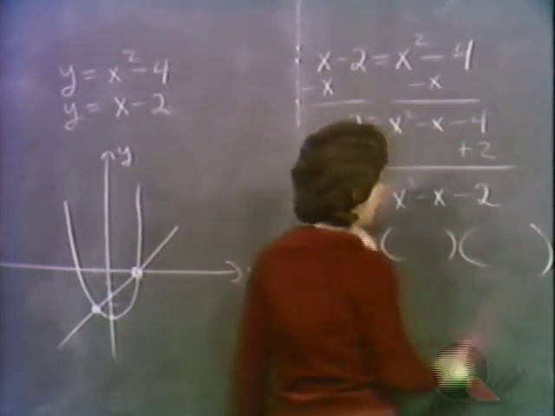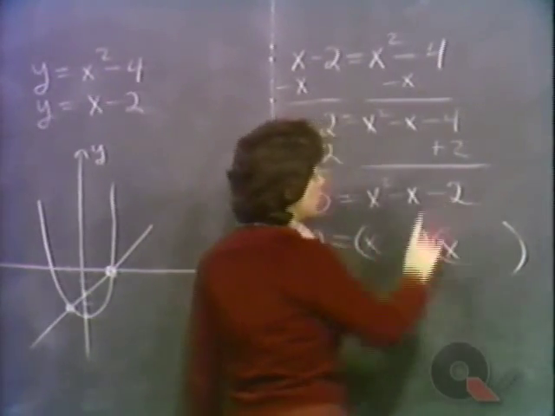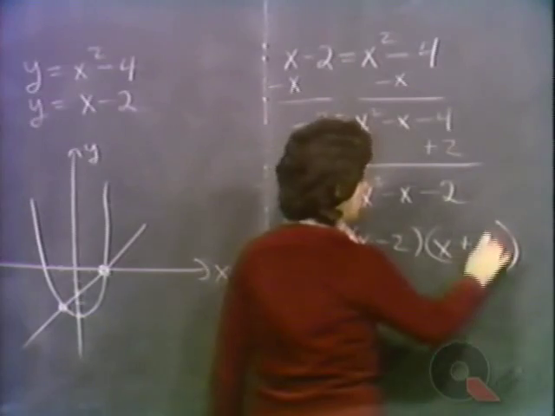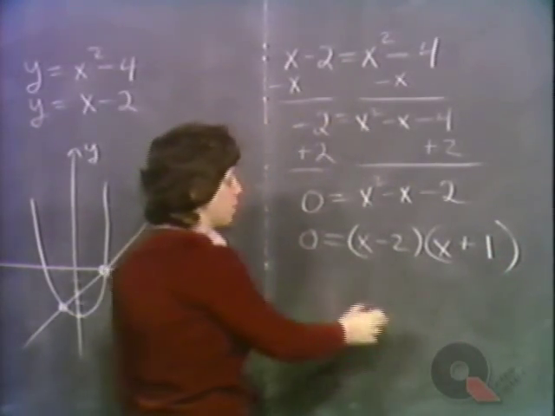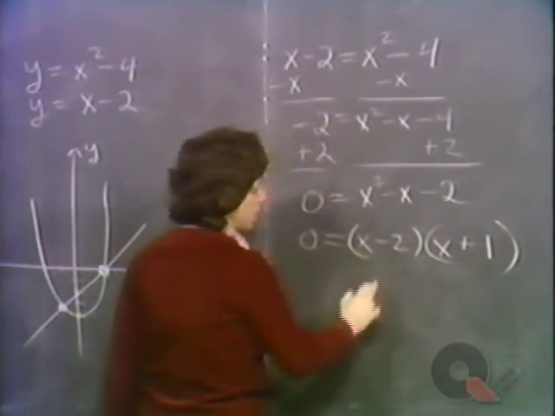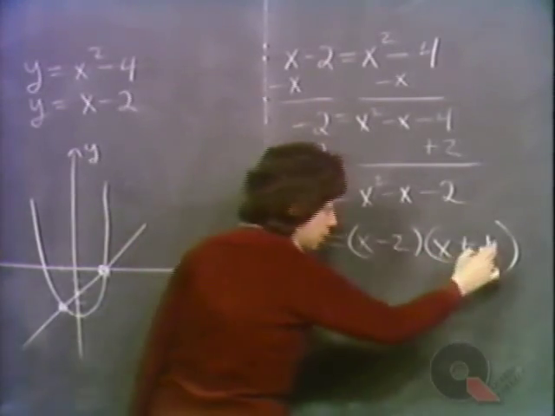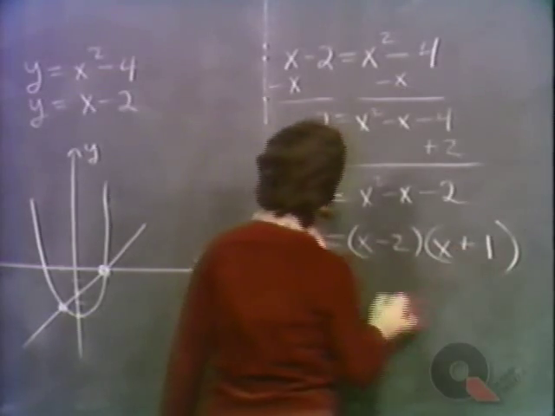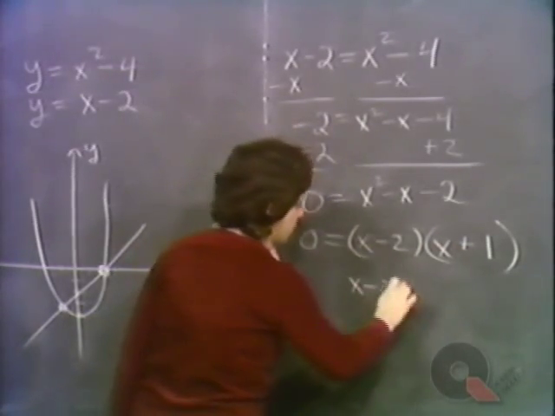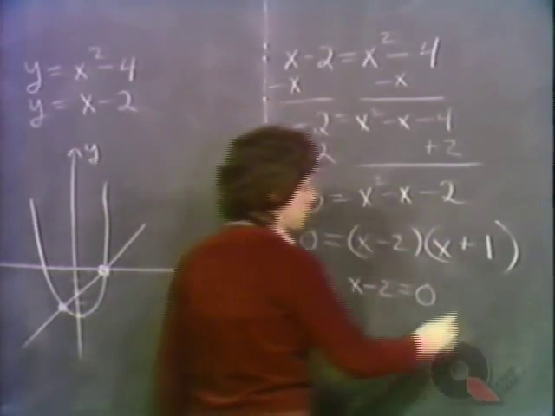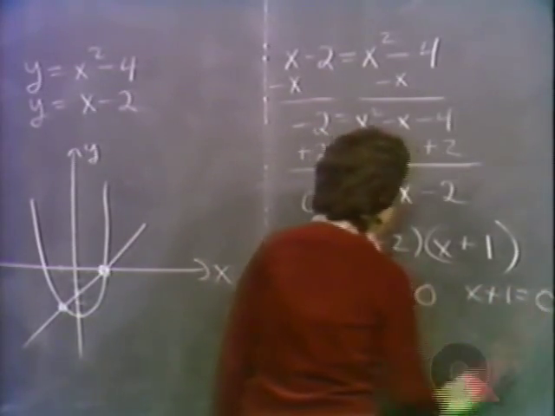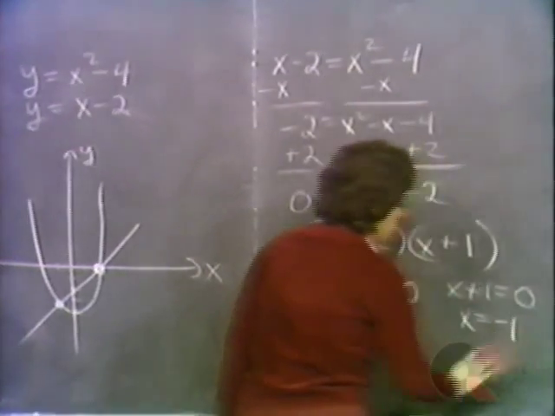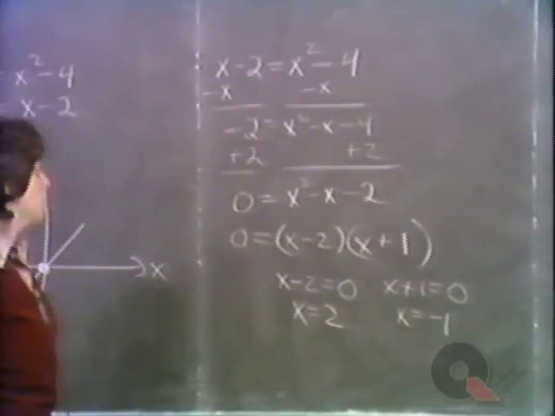Okay, we're trying to factor. We'd like 2 numbers which multiply to minus 2 and add to minus 1. So we'll use minus 2 and plus 1. Checking by FOIL, we have x squared plus 1x minus 2x, that's minus x minus 2. If the product of 2 numbers is equal to 0, then either the first number, x minus 2, is equal to 0, or the second, x plus 1, equals 0, giving us x equals 2, x equals minus 1. Okay, those are the x values.